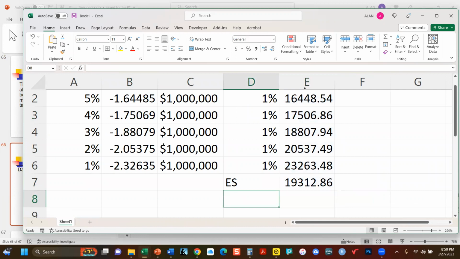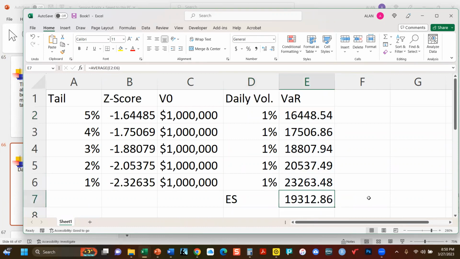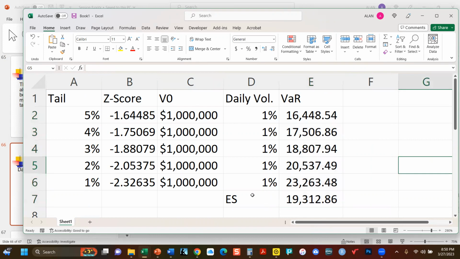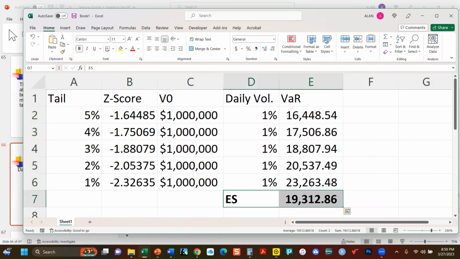So in other words, instead of 16,448.54, you would have 19,312. And so what it basically means is that instead of just saying, well, the left 5% tail starts at 16,448.54, what you're basically saying is that if I do this all the way into the 1% tail, the average that I find is 19,312.86, which is probably a better measure of how much risk is really involved when we get into that left tail than the 16,448.54.